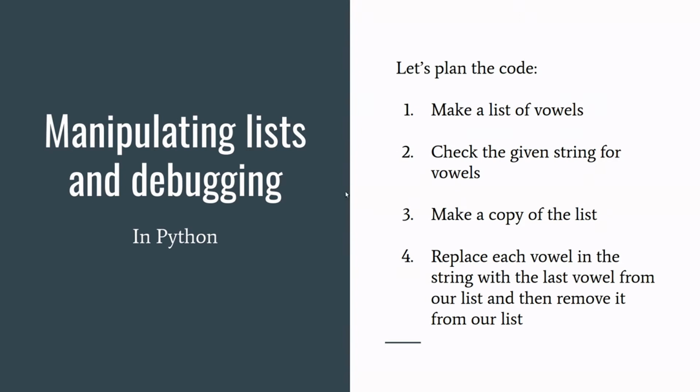Then, this is very important, and this is really the crux of this tutorial. We want to make a copy of the list, and we'll show later on why we need to make a copy. Unless we make a copy, this program will fail. Then the final thing we'll do is replace each vowel in the string, i.e. computer, with the last vowel from our list. And once we've taken it from our list, we'll remove it from the end of our list. So as we keep removing the last vowel, our list will get smaller.